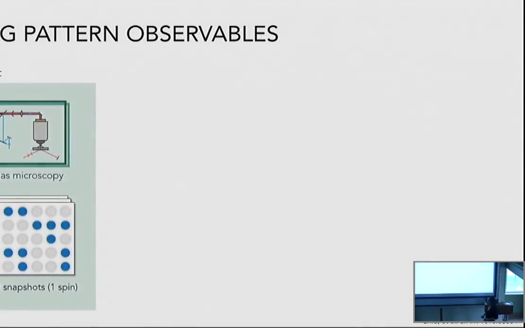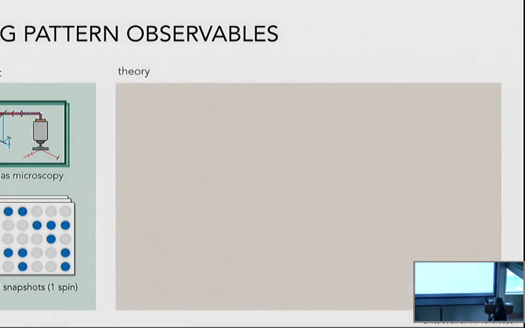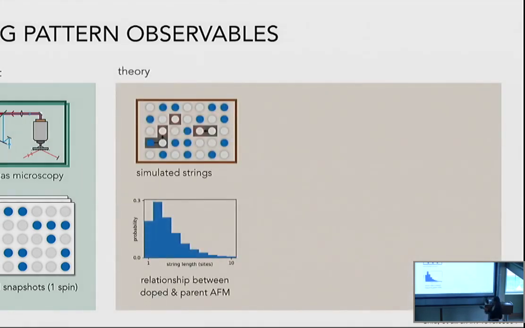Okay, so if we want to look at these string patterns, then of course we can look at them within our experiment. And so we have our Fermi gas microscope, and we actually take about 30,000 measured snapshots with one of the spins removed. We can also, of course, compare to many theories. So there's this analytic geometric string theory. We jokingly call it string theory for short, that Fabian mentioned. And again, that tells you a relationship between your doped and your parent antiferromagnet.